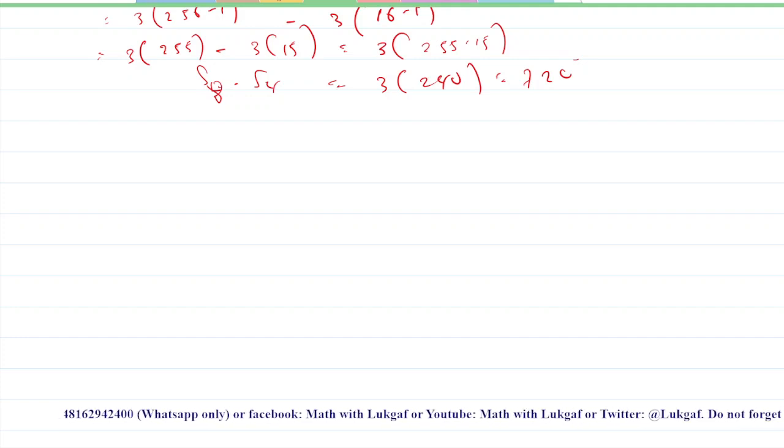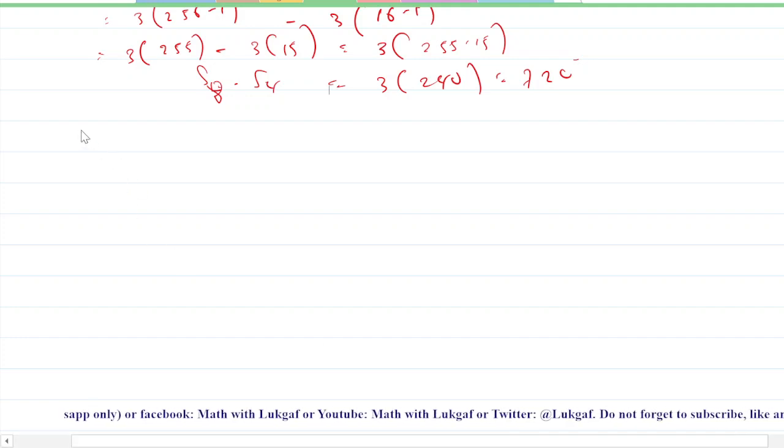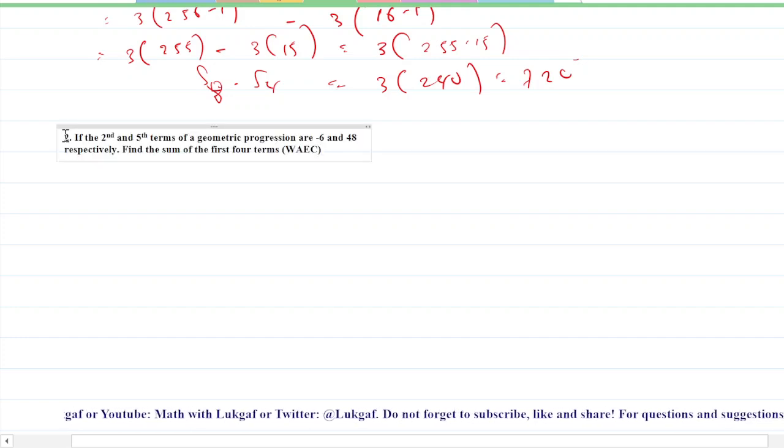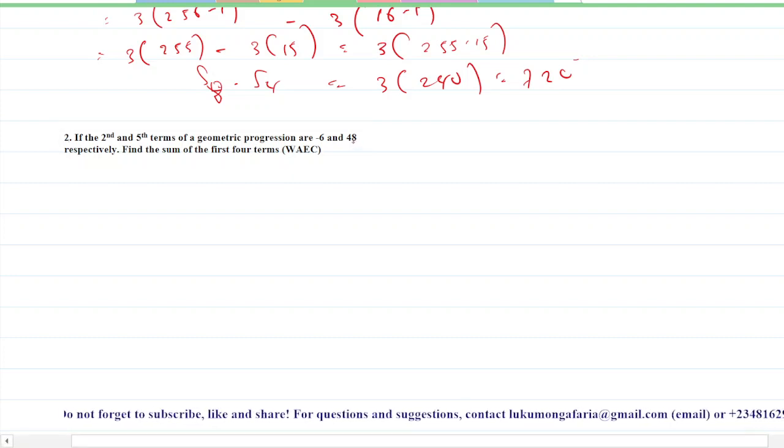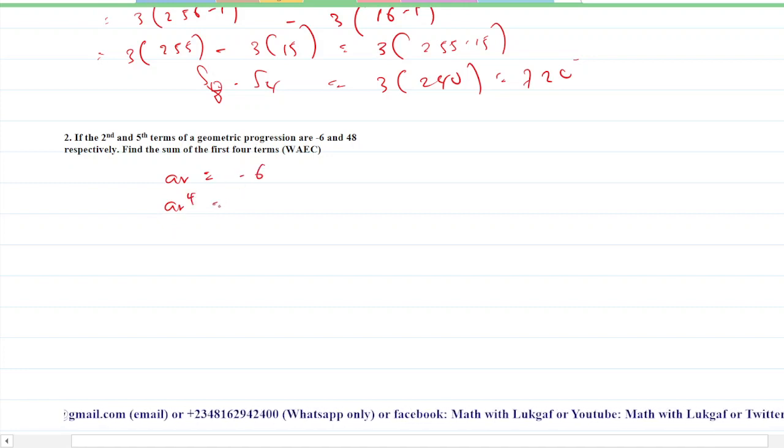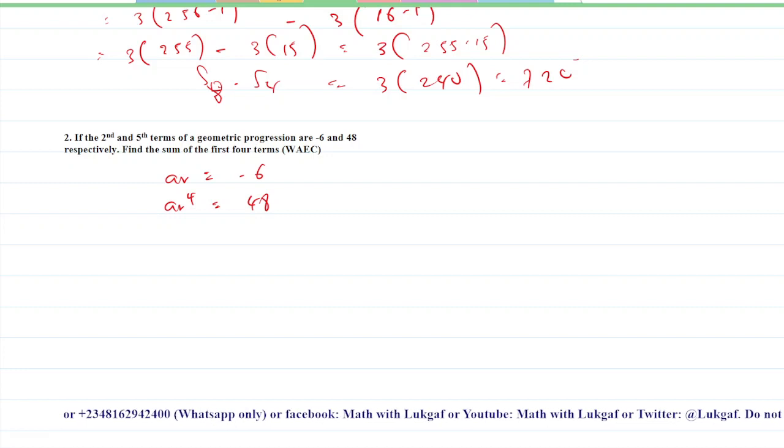So with this, I think you can just solve any question in your WAEC, be it JAMB or NECO. If the second and fifth terms of a geometric progression are -6 and 48 respectively, what will be your second term? AR. Your fifth term, that's AR raised to power 4. They said they are -6 and 48. Then we have to find the sum of the first four terms.